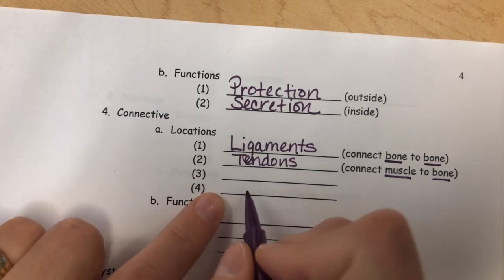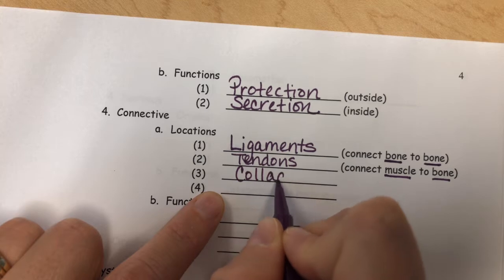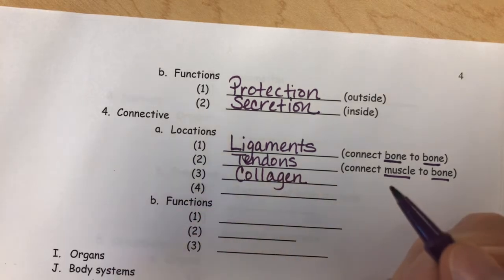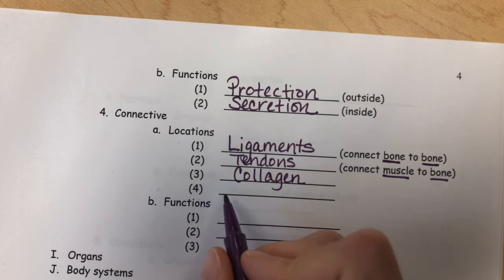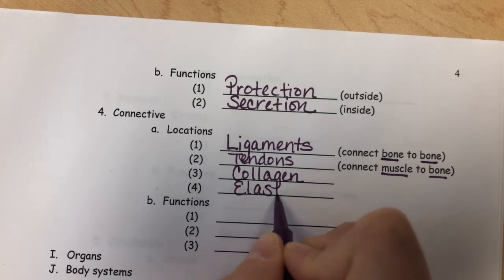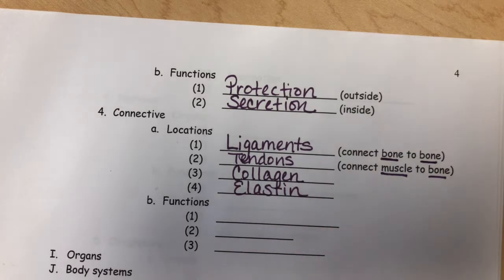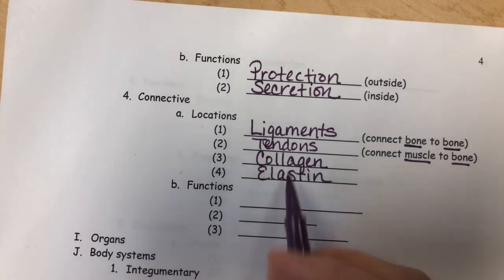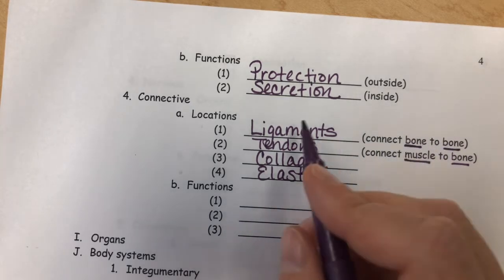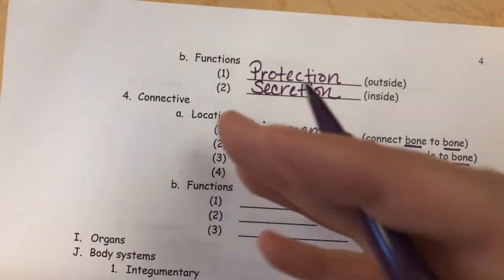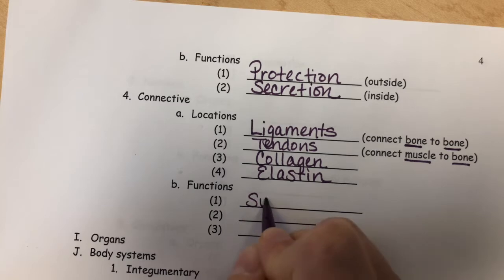Another type of connective tissue is collagen. This is underneath the skin. As you age, you lose collagen. That helps to make more saggy skin, and so on. And elastin, the same thing, similar to collagen there. All right, so your functions here of these is for support. So like the bone to bone, connecting one bone to another, keeps the support of your limb or whatever it is. So it's support.